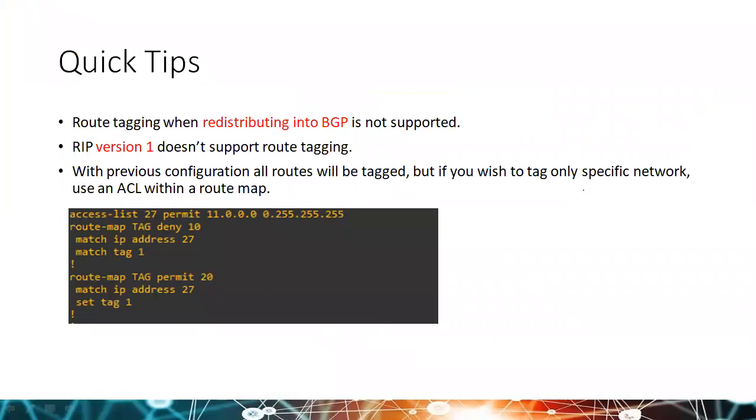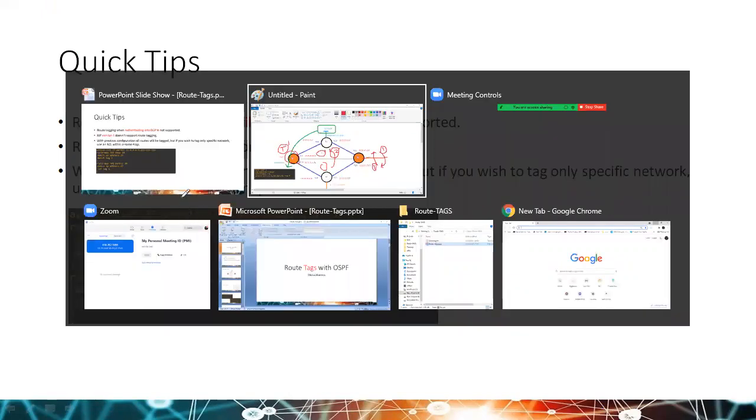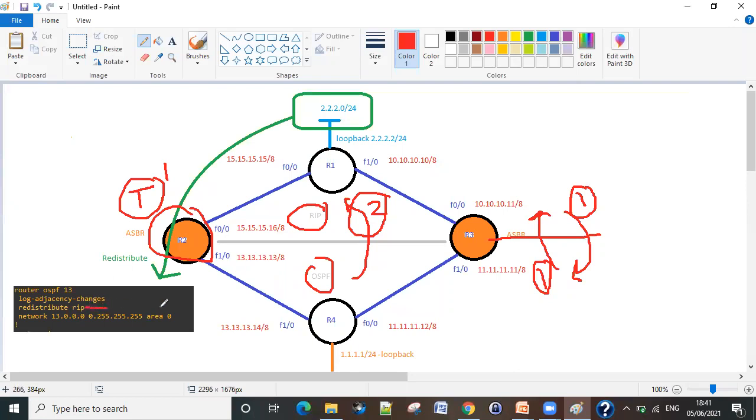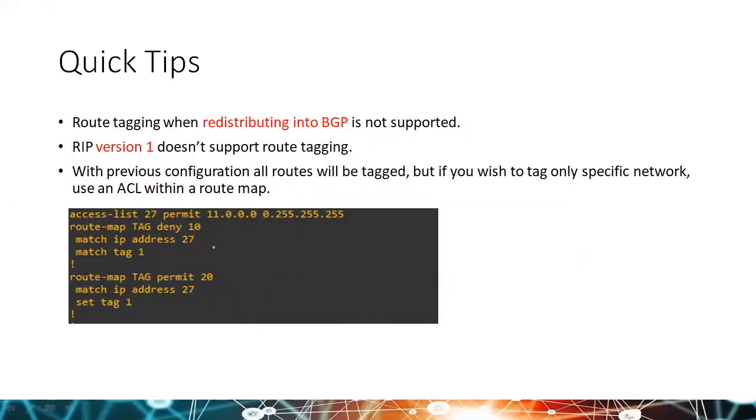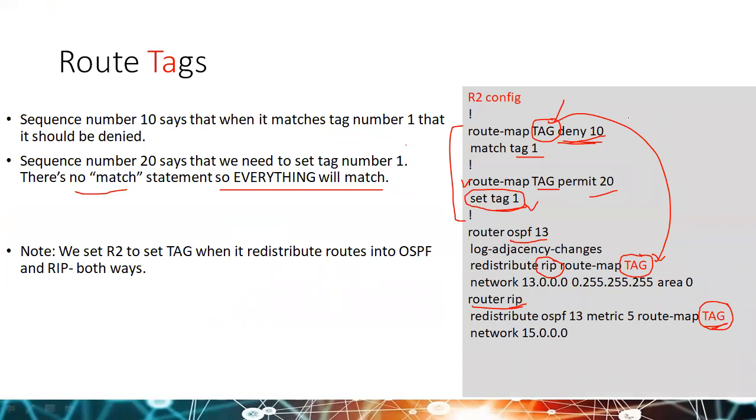Quick tips. Routing tags when redistributing into BGP are not supported. RIPv1 doesn't support route tagging. In my previous example, we were redistributing the complete network. As we can see, we are redistributing the complete RIP, and you can create an ACL and then match an IP. You can customize your route tags and redistribution using route maps and ACLs, which is pretty simple. So you don't need to create this configuration; it can be fine-tuned.